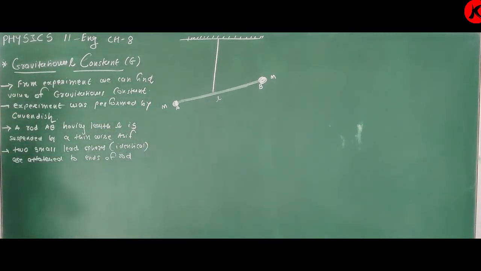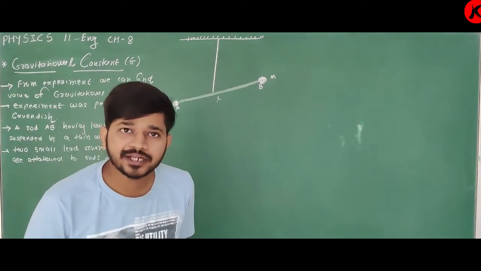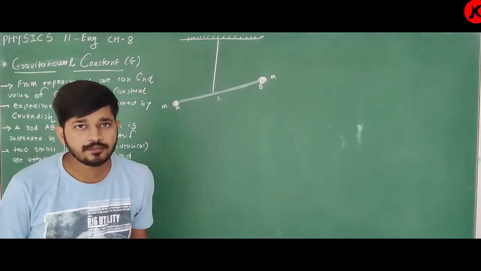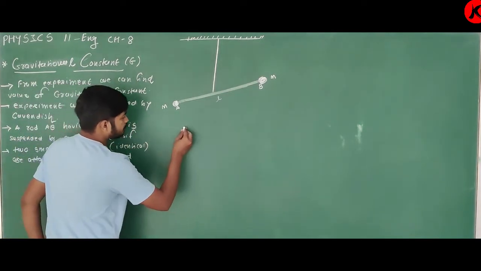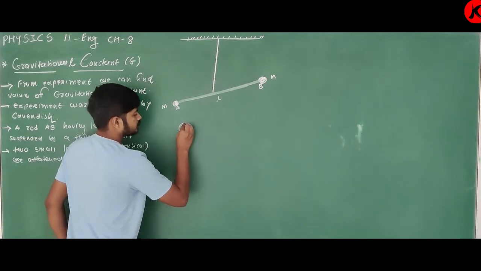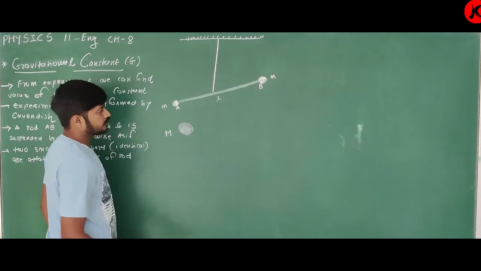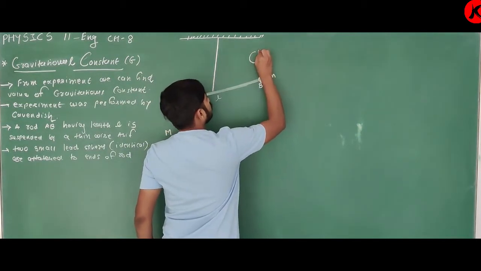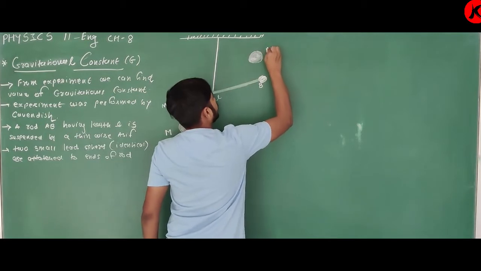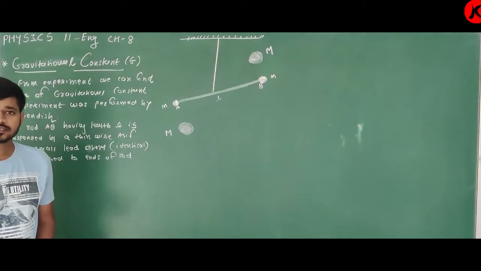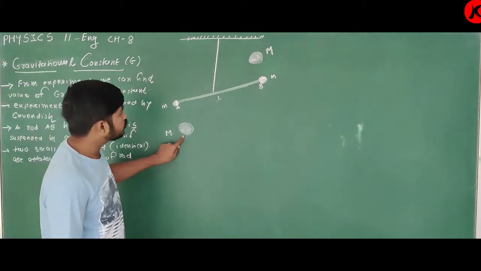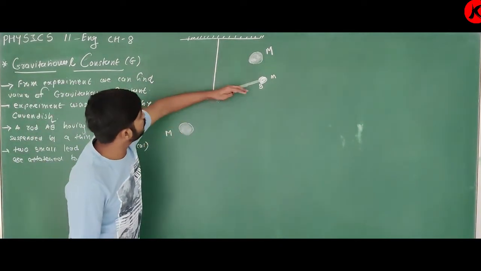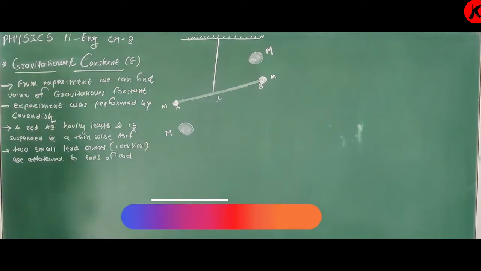Now another two large lead spheres are brought close to these two small spheres, like this. If one sphere is here, on this side, having mass capital M, it is brought to one side. Then the other sphere you have to bring on the opposite side like this. Its mass is M. Clear about this? You have to bring two large lead spheres near the two small spheres, but in opposite directions as shown in figure.